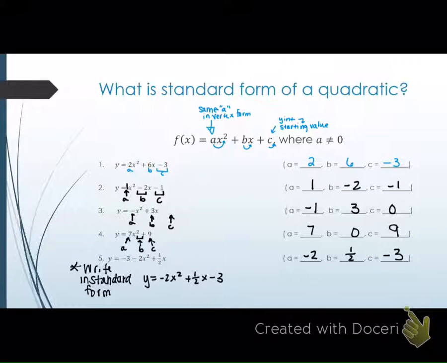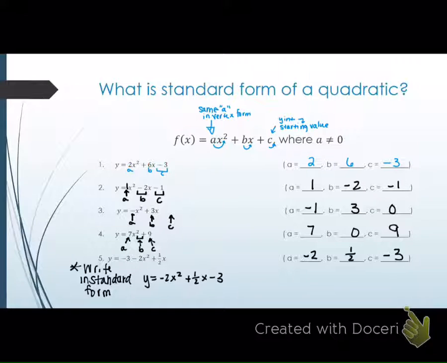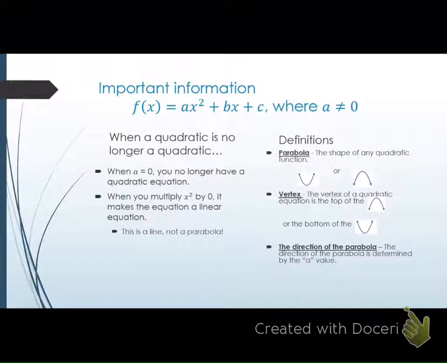Okay. So just as a reminder, we also know our y-intercepts on all of these. Do you guys see that? -3 is a y-intercept, -1, 0, 9, and -3. So you know a lot of information, you just don't know the vertex, which is kind of important. So that's what we're going to look at next.